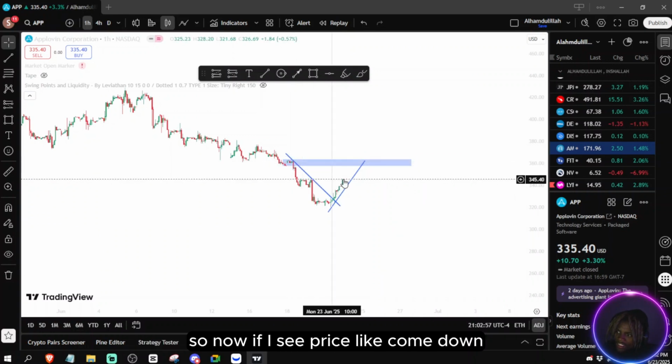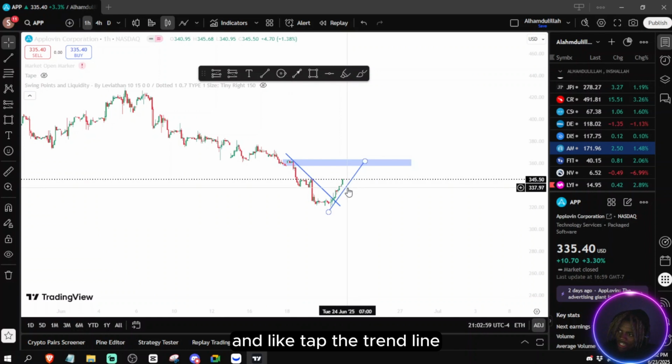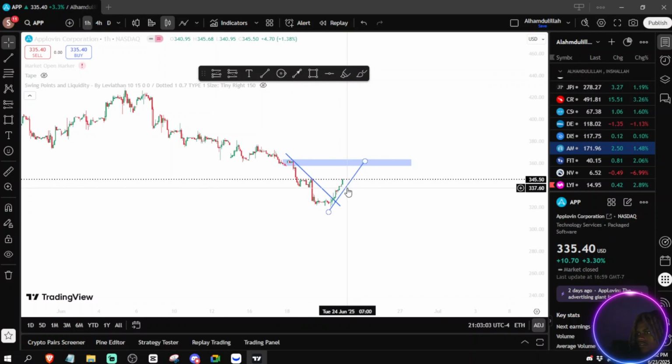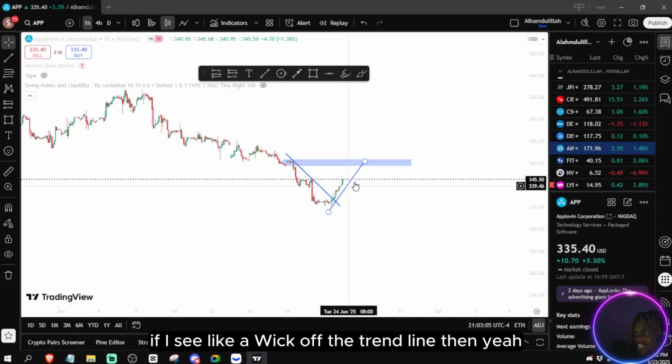So now if I see price come down and tap the trend line, for example, then I can maybe go ahead and buy in. If I see a wick off the trend line, then yeah.